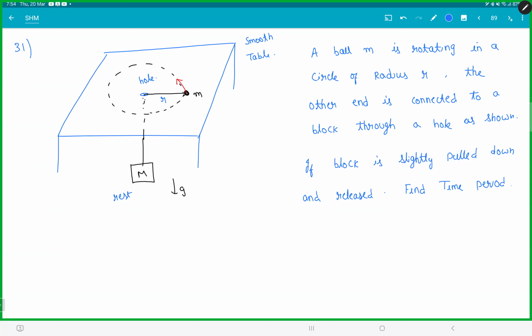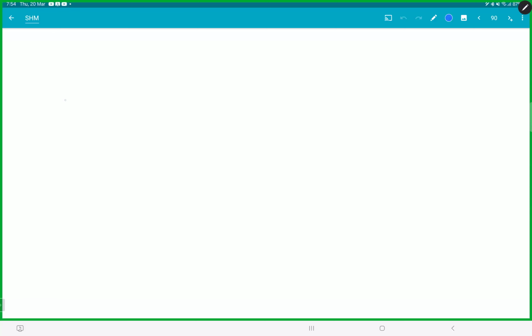How do we proceed with this? See, this was the hole there. So if you look at the forces, this was tension, this was mg, this was tension, and let's say this guy is going in a circle. The centrifugal force will be m omega square r. So we get tension equal to m omega square r equal to mg. So from here I got omega. This was your initial angular velocity.